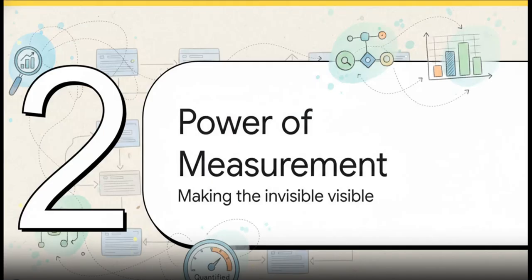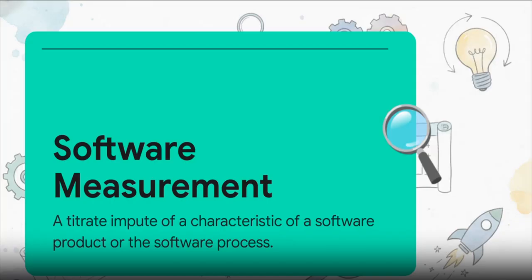And that's where measurement comes into the picture. It's the solution. It's what provides the visibility and the data you need to actually manage a software project effectively. It turns all those fuzzy, abstract concepts into something you can actually count. So what even is software measurement? Well, to put it simply, it's just the process of assigning a number to some characteristic of your software, or maybe the process you use to build it. It's that very first step, just figuring out how you can make something countable.